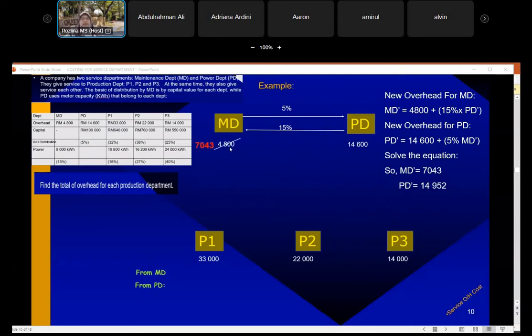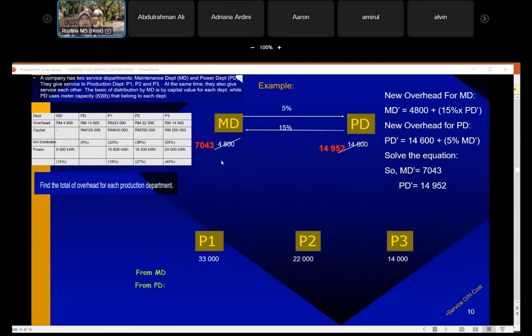Then you get 4,800 changing to 7,043. It has changed to 7,043. And also for the PD, after you calculate, you substitute the value of MD, then you get the PD. The overhead becomes 14,952. After absorbing this. So take this one, this one takes this one.